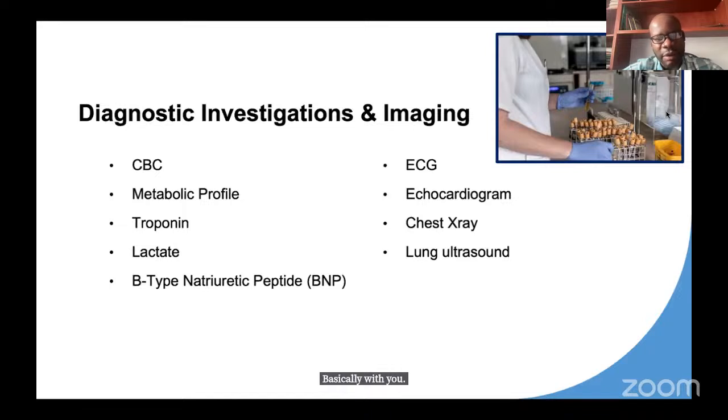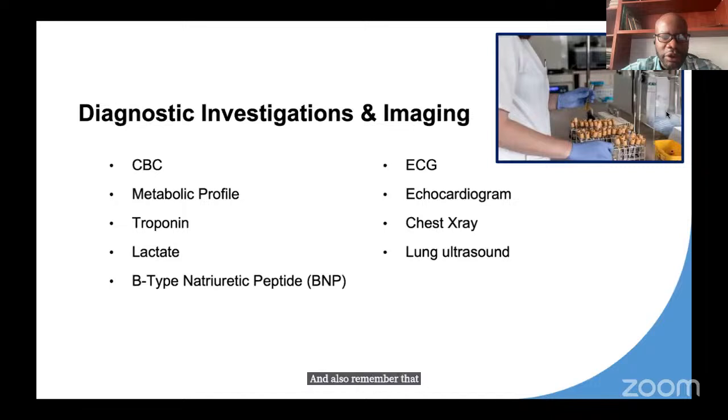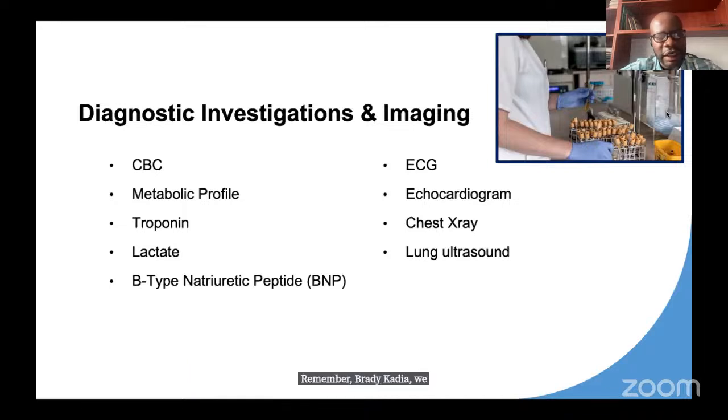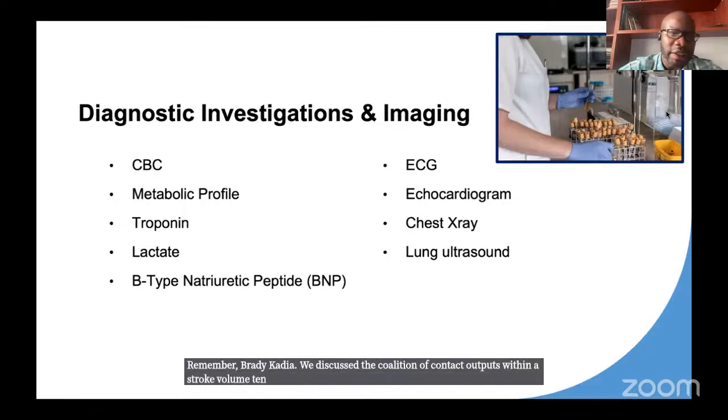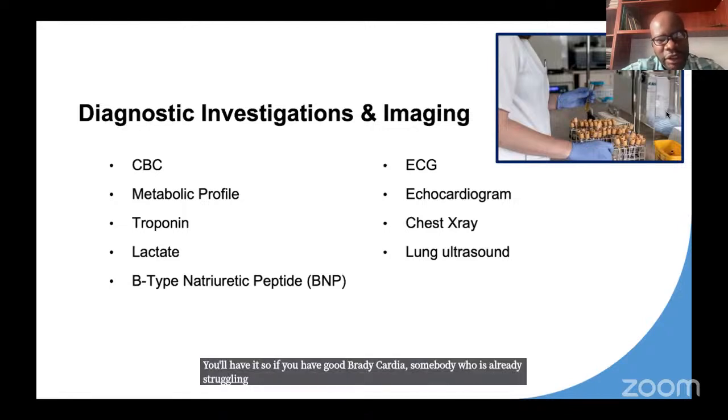Basically, with your ECGs, number one, you can make a diagnosis of acute coronary syndrome as a cause of your cardiogenic shock. And also remember that with cardiogenic shock, arrhythmias can be a cause, and they can also make your cardiogenic shock worse. Remember bradycardia. We discussed the calculation of cardiac output as stroke volume times your heart rate. So if you have got bradycardia in somebody who is already struggling with pump function, then that can exacerbate the effects of your shock.